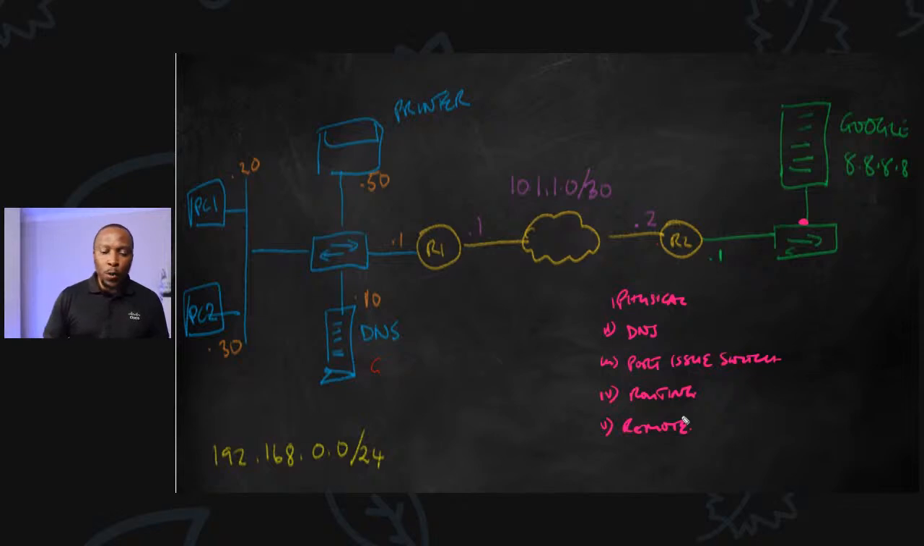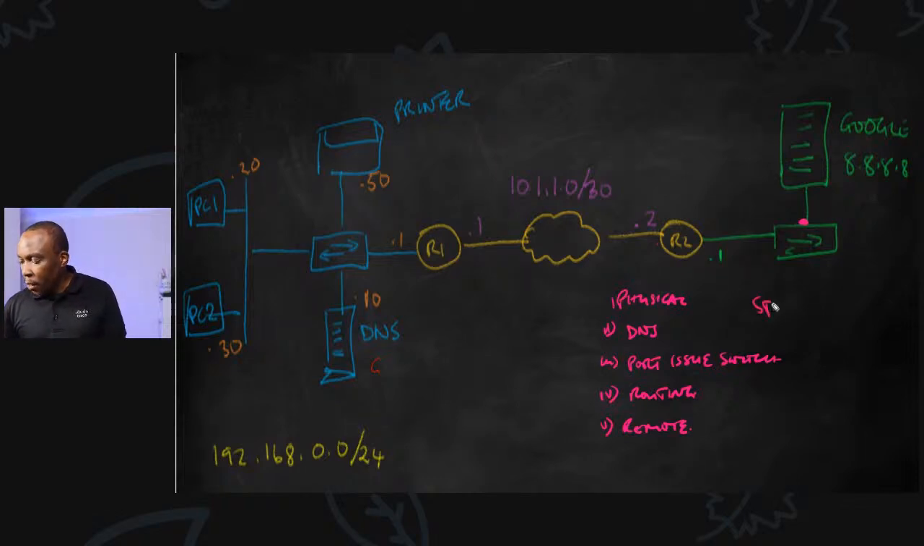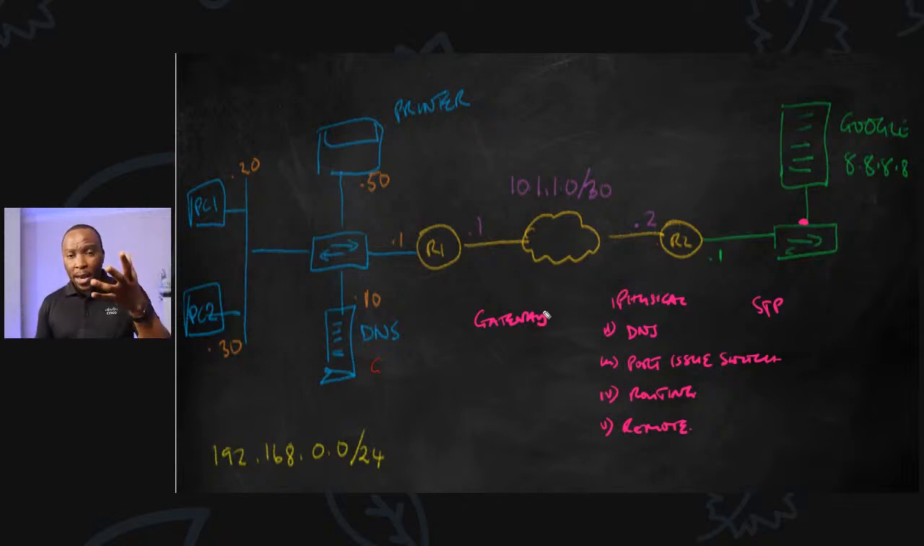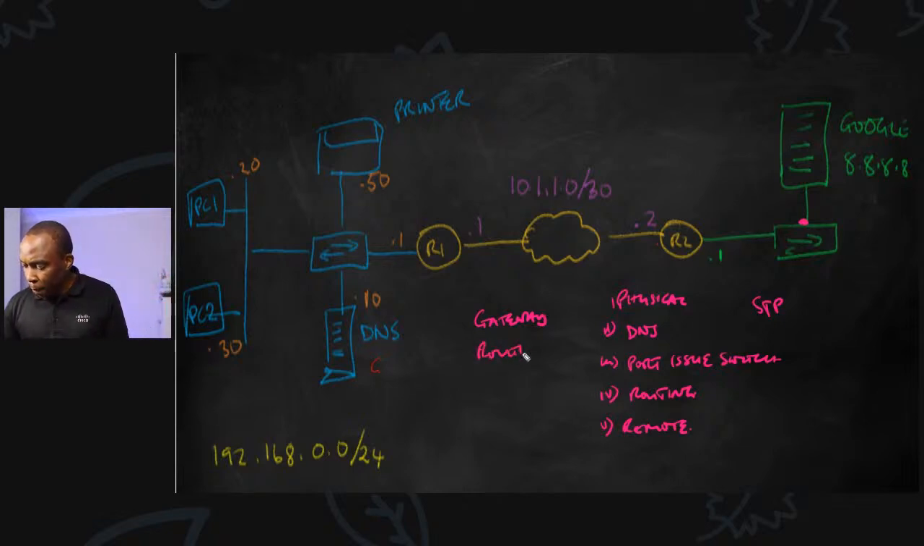So from such a simple lab, you are touching on very key concepts. We also looked at spanning tree along the lines, so we had spanning tree involved in that whole process. We looked at gateways, how to configure a gateway and why a gateway is very important. We looked at routing protocols.